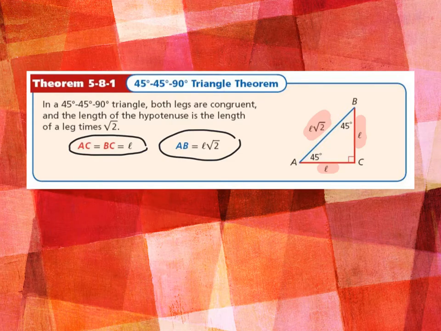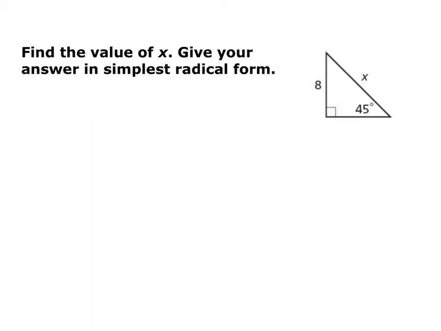We're going to do some examples. Find the value of x, give your answer in simplest radical form. What do we have as the length of our leg? 8. So our leg is 8. Then what's our hypotenuse going to equal? 8 times square root 2. So it's equal to the leg times square root 2. That's it.